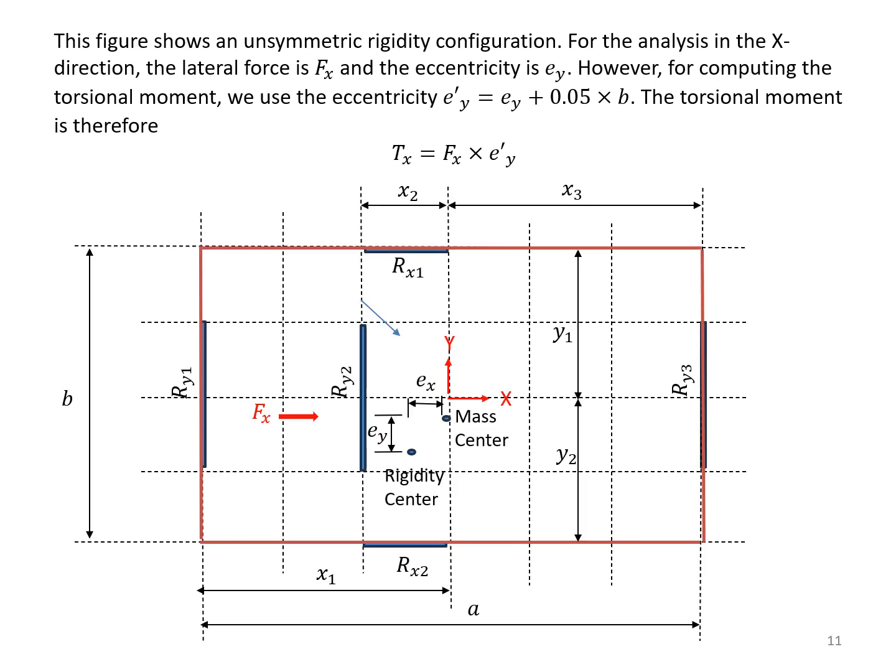This figure shows an unsymmetric rigidity configuration. For the analysis in the x direction, the lateral force is Fx, as you can see here, and the eccentricity is Ey. This is a theoretical eccentricity. However, for computing the torsional moment, we use the eccentricity E prime y, which is Ey plus the accidental eccentricity we talked about, 5% of the dimension B, which is perpendicular to the direction of the load. Therefore, the torsional moment to be considered is Tx, which is Fx multiplied by E prime y.